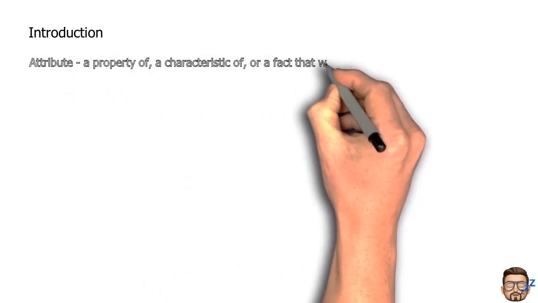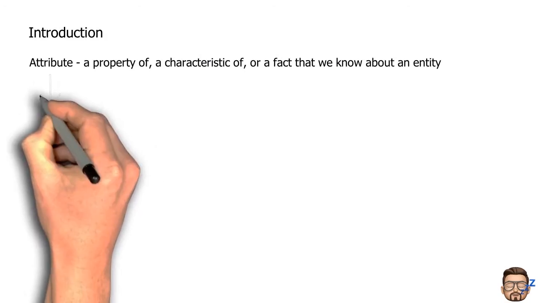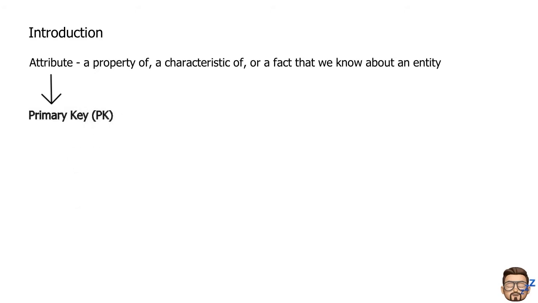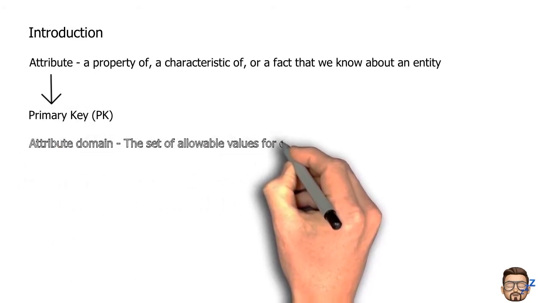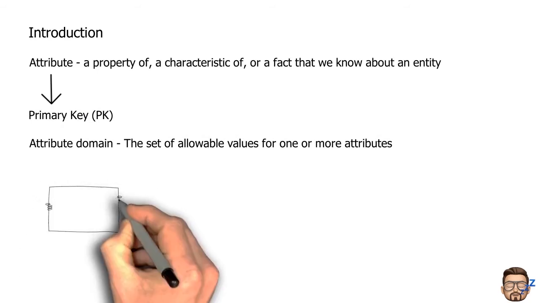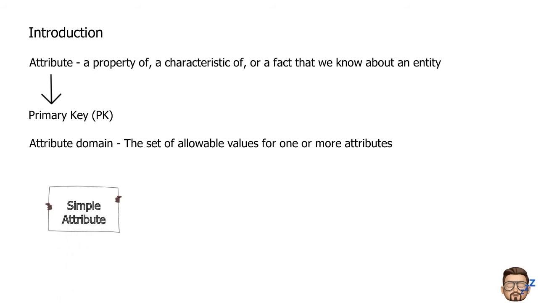Attribute is a property of, a characteristic of, or a fact that we know about an entity. Some attributes have unique values within an entity set, which we call a primary key. Each attribute also must have a domain, a set of allowable values for one or more attributes.